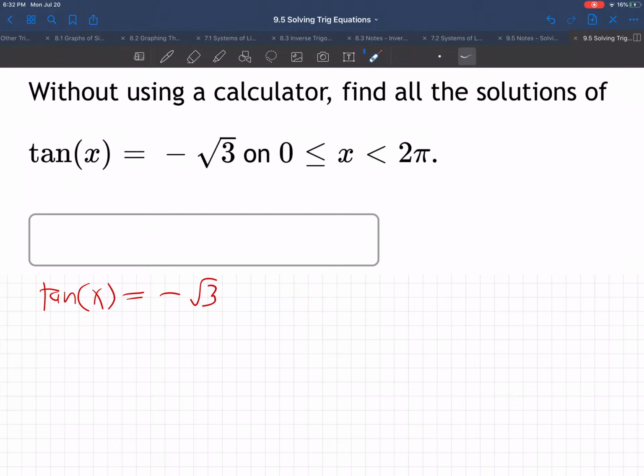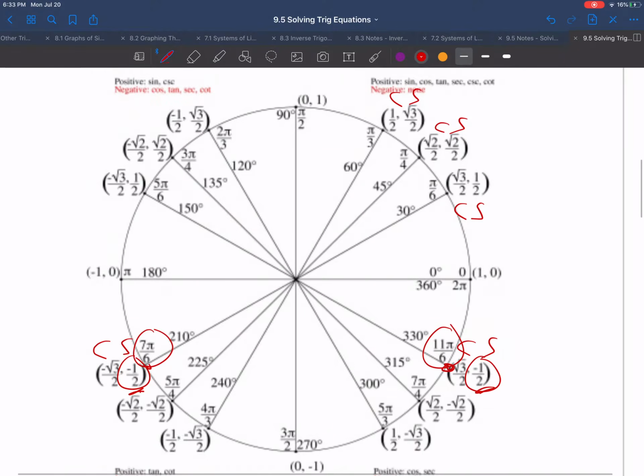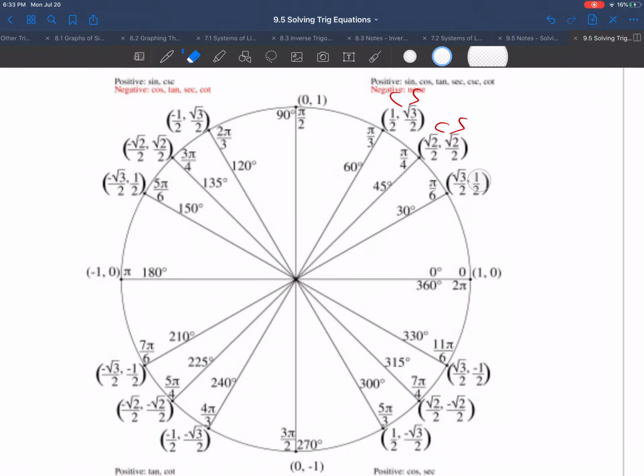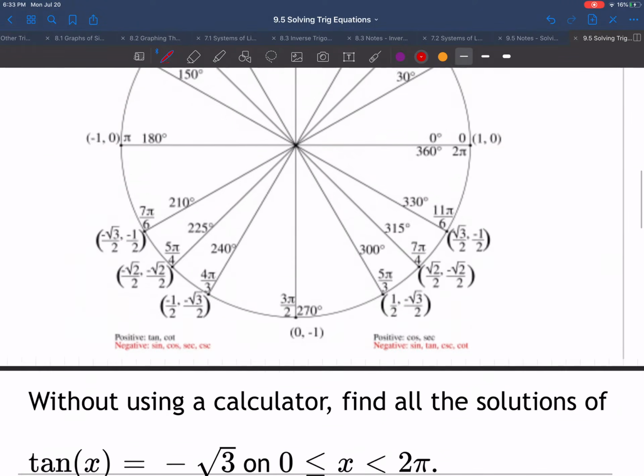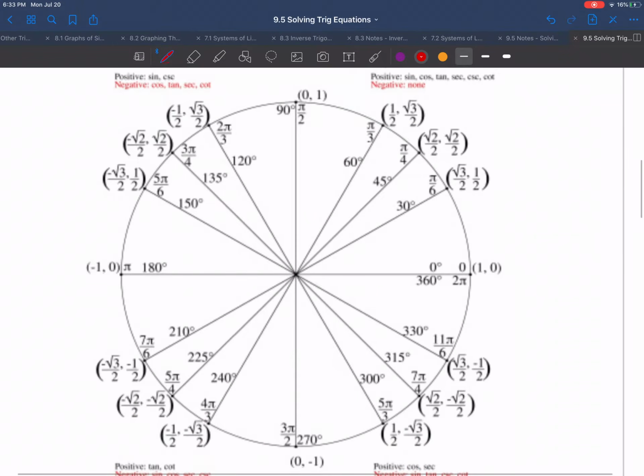So it's already alone. So that just means we just need to go to the unit circle and find where tangent is minus square root of 3. Now remember, tangent is sine over cosine, isn't it? So here's the unit circle. Let me erase what I did previously. So I need to find out where tangent is minus root 3. Well, how do you do tangent? Remember, as we go around the unit circle, it's cosine sine, cosine sine, cosine sine, cosine sine.